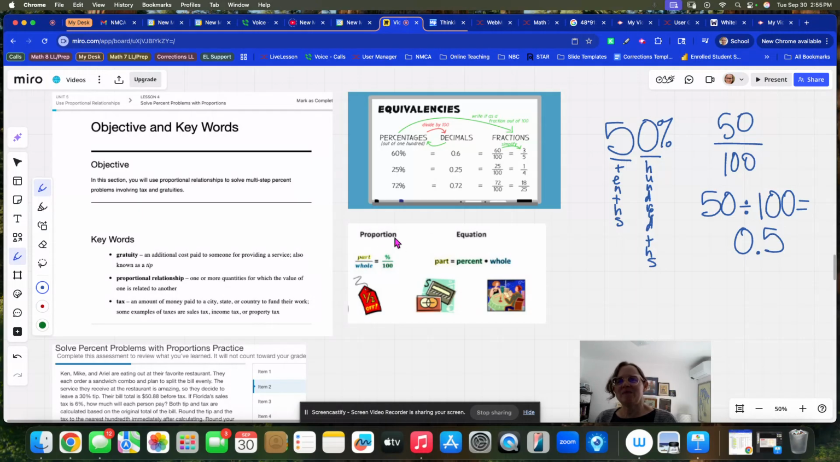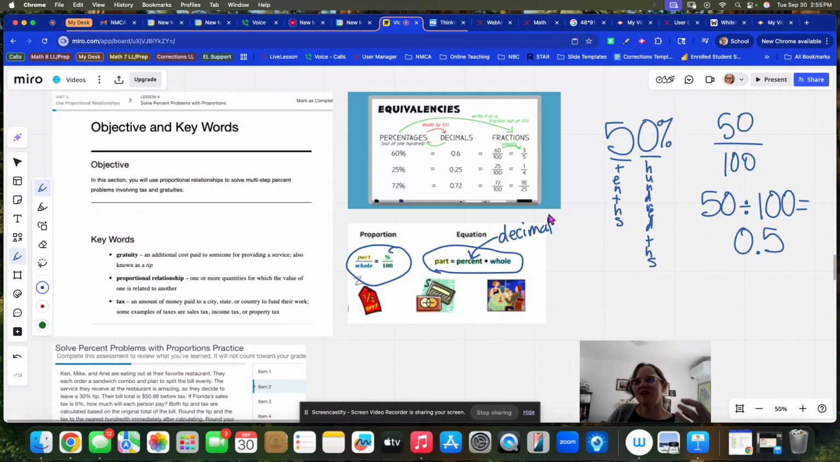All right, I'm going to solve some of these using the proportion, part over whole equals percent over 100, or you can use the equation, which is the part is equal to the whole times the percent written as a decimal. Okay, so right here, this should say the percent as a decimal.